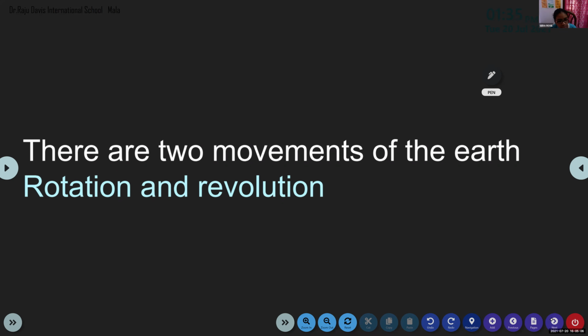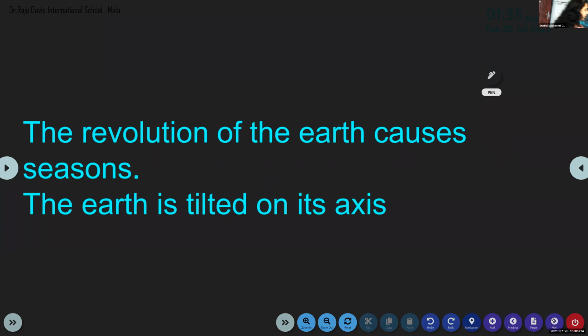There are two movements of the earth, rotation and revolution. Then Ail, read the next point. The revolution of the earth causes seasons. The earth is tilted on its axis. Tilted on its axis. The earth is? Tilted on its axis.